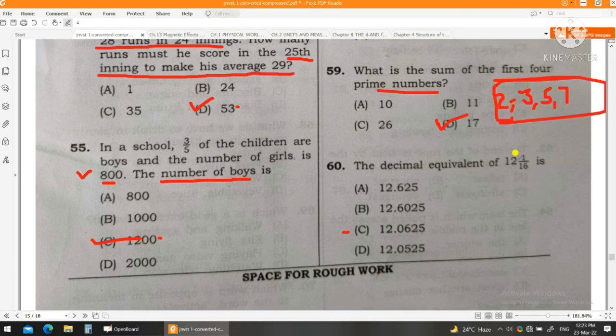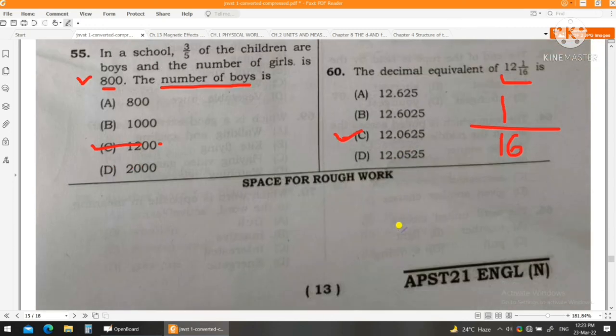Question number 60. Here also the knowledge of decimals is checked. So the answer is here, simply you can do it by dividing 1 by 16, and that 1 by 16 will be equal to a decimal. So this was related to mathematics.